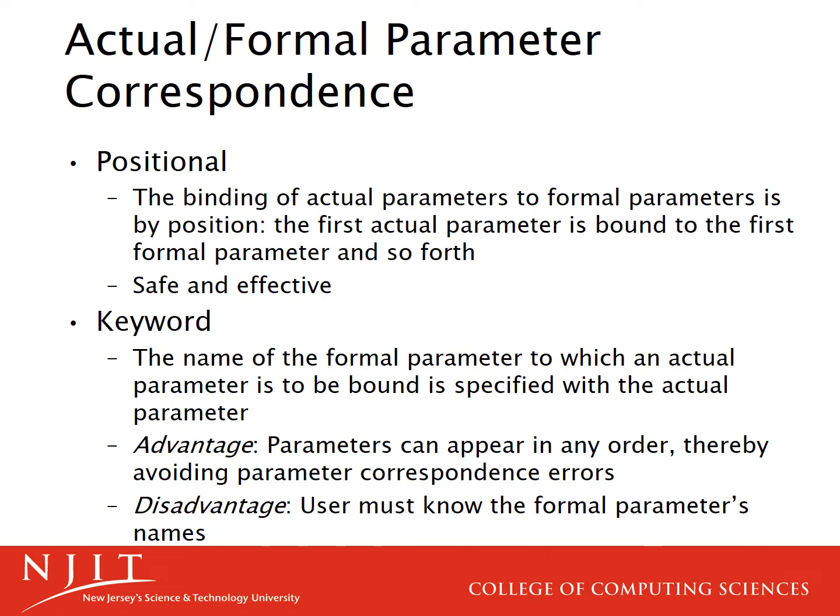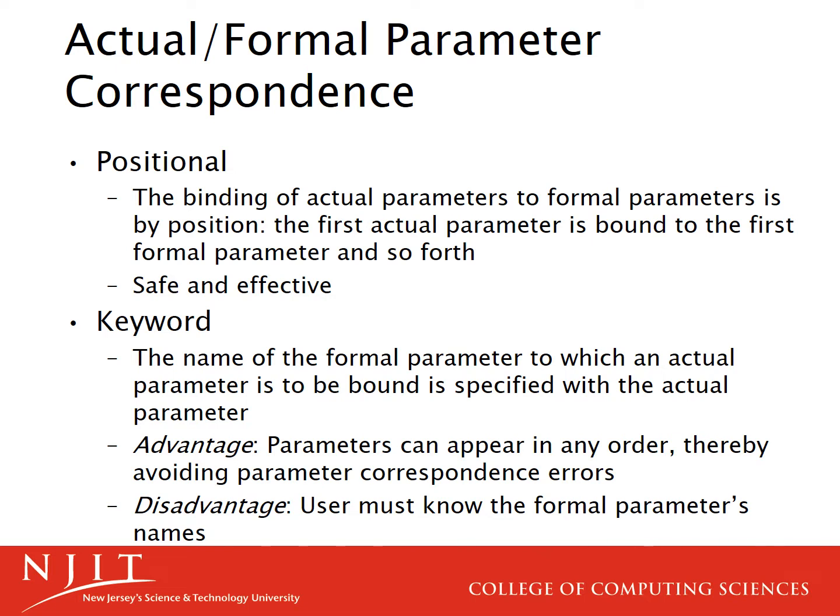If I declare that a function takes 2 arguments, and the first argument is an int and the second argument is a float, then the first actual parameter that I pass gets bound to the first formal parameter. And so it better be an int. And the second value that I pass, the second actual parameter, gets bound to the second formal parameter. And again, it better be a float. The types better match.